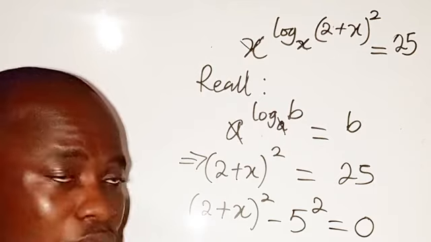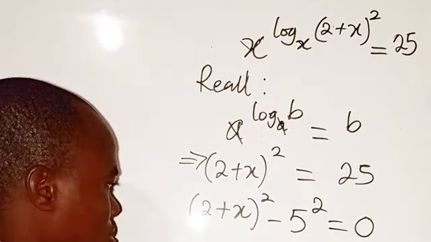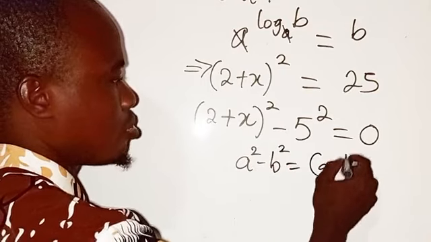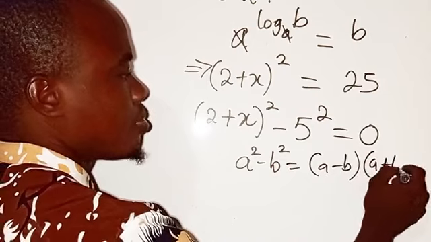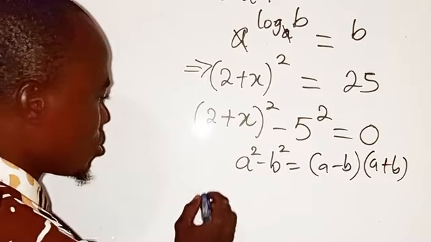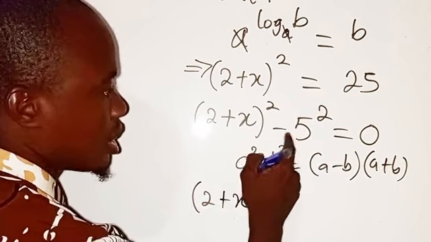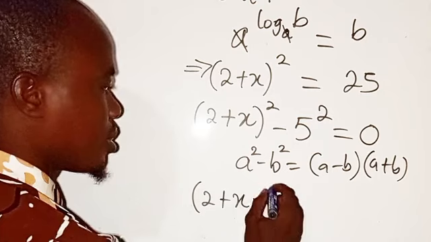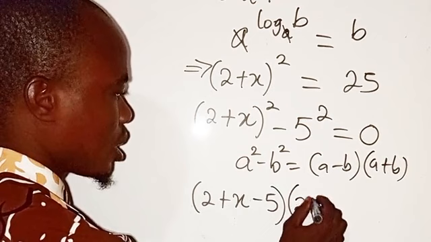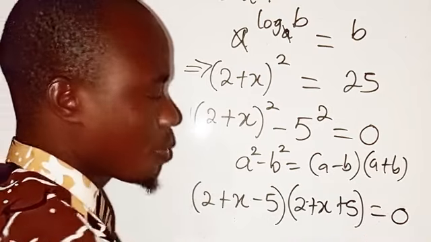So now from here, the next thing we're going to do is, this is difference of two squares. When you have a squared minus b squared, this can be written as (a minus b) then (a plus b). So we're going to apply this here now. See what you are going to do. I'm going to have (2 plus x minus 5), then the second one is going to be (2 plus x plus 5), then all equal to 0.